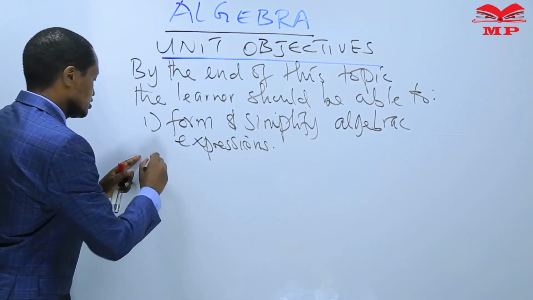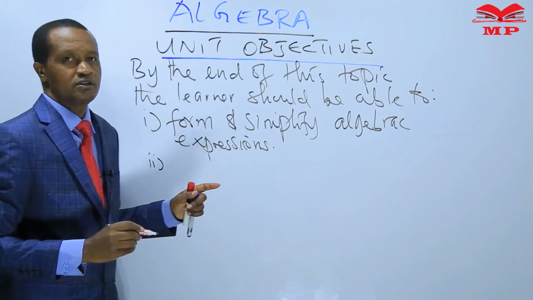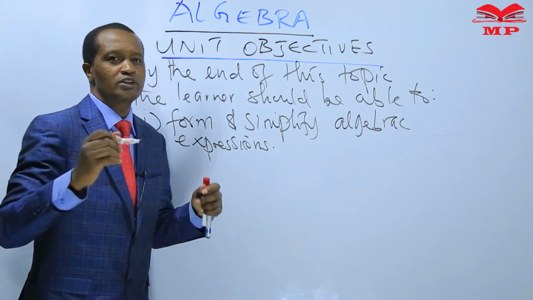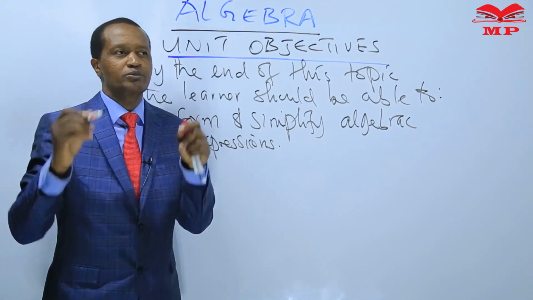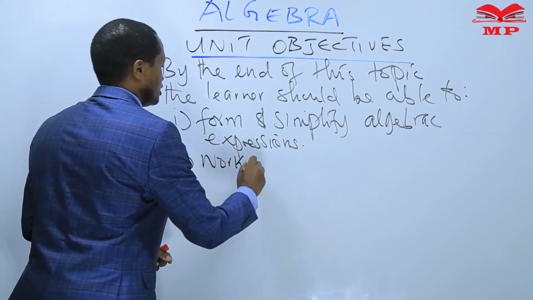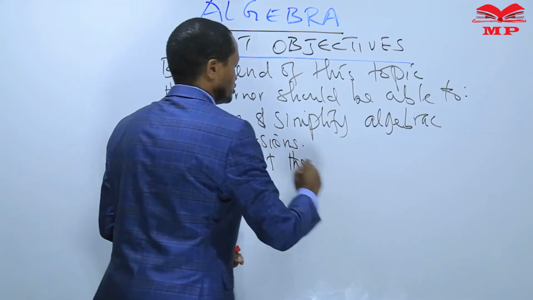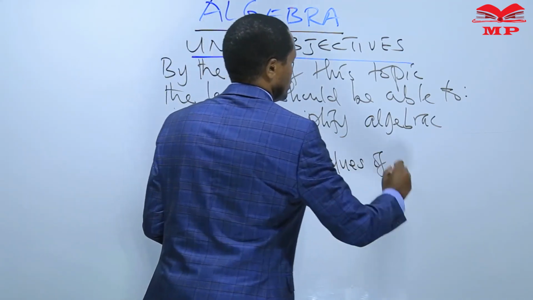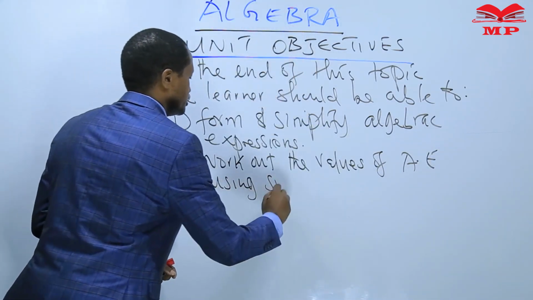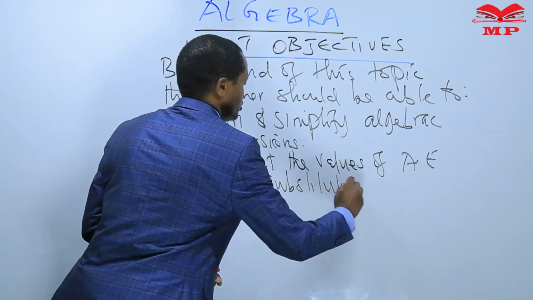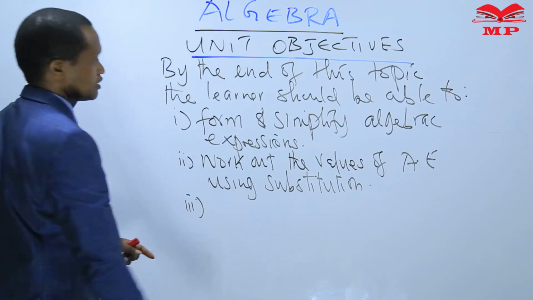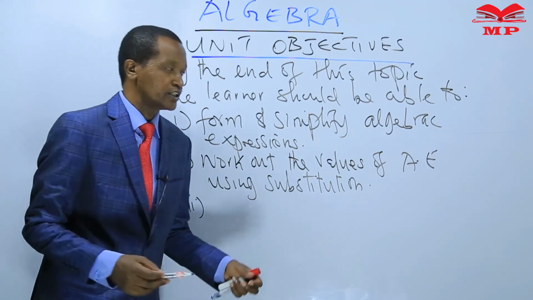The second objective, pupil, is that by the end of this topic, you should be able to work out the values of algebraic expressions using the substitution method.